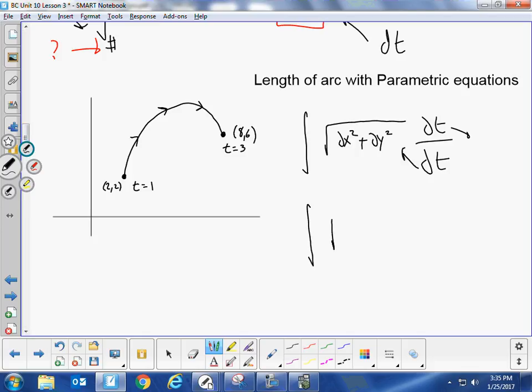Let's see what happens when I move it inside this square root. Can I just put dt underneath the square root? What would happen if I wanted to take that dt and move it in there? It'd have to be distributed, but as what? Just as dt?